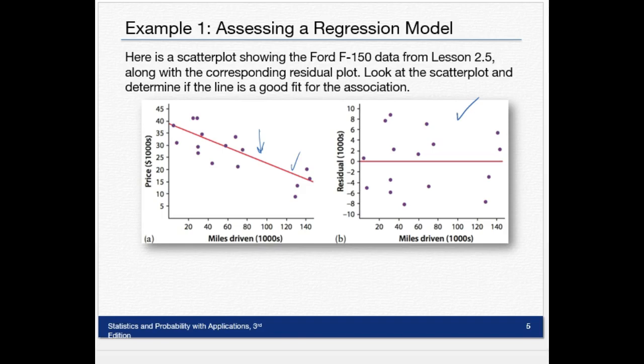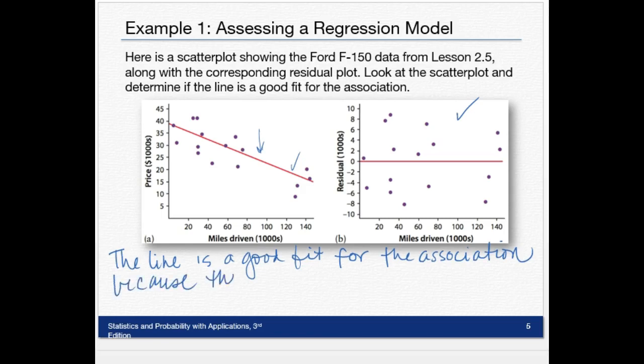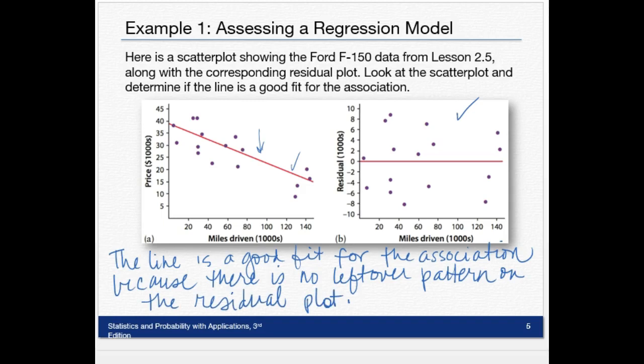Okay, so what we would say in our answer is this. The line is a good fit for the association. And you've got to tell me why. Because there is no leftover pattern on the residual plot. It is a good fit because there's no leftover pattern in the residual plot. That's all you have to be able to decide.